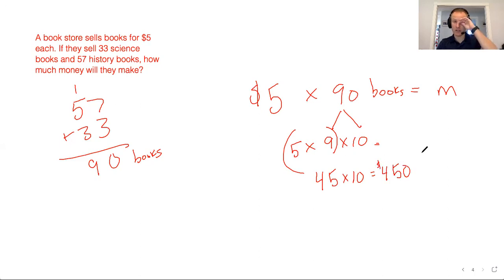So not only do you have to get the number correct, but we're back to a lot of what we did in Module 2, where we're needing to make sure we have units on things as well. So $450, I could say M equals $450. And then again, a really complete answer would then have a sentence saying the bookstore makes $450 selling science and history books.